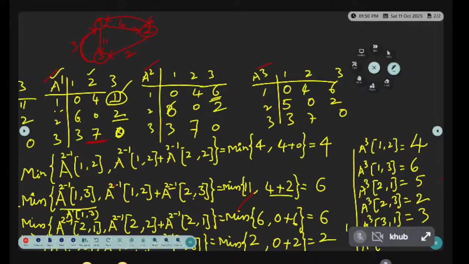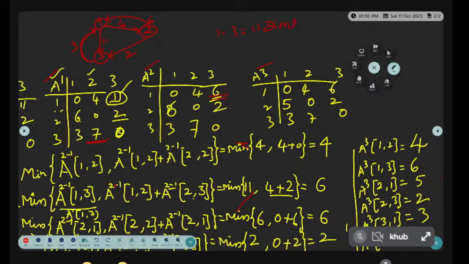A power 2 means consider via 2, via node 2. So there is no updation. Compare A1 and A2 and the changes: 0, 4, 11, here 0, 4, 6. So this has been changed. Node 1 to 3, previously it is 11, which is direct.